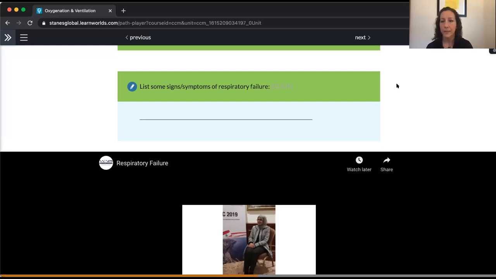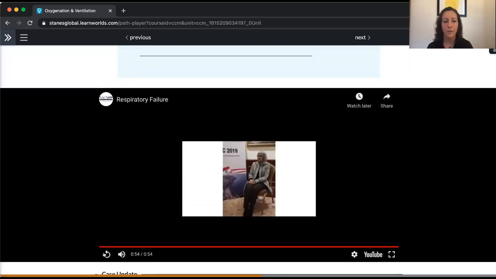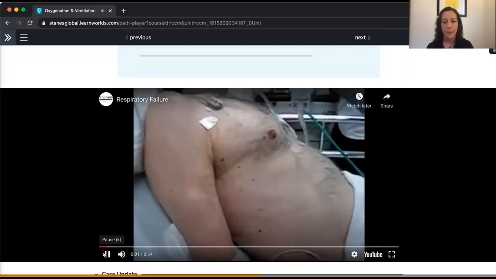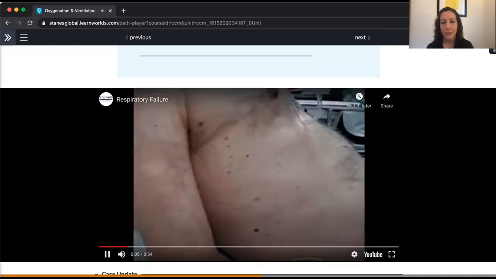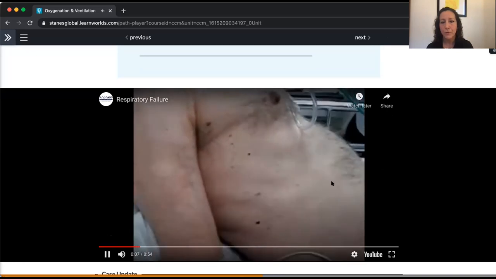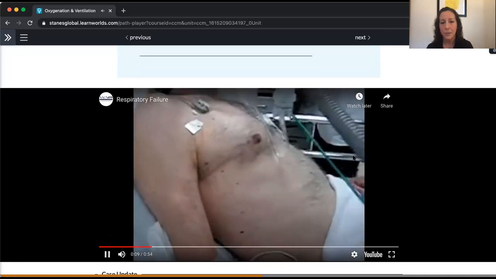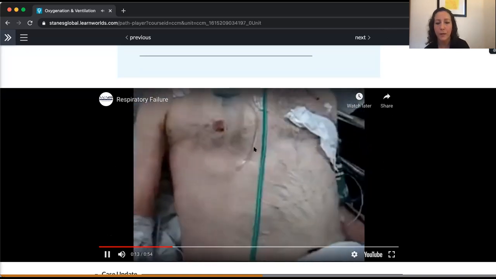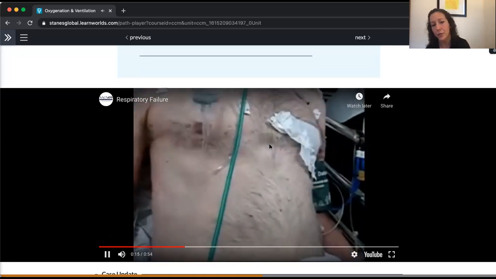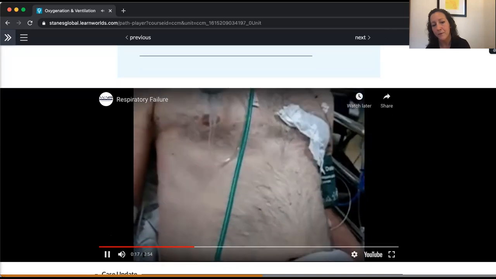All of these are perfect answers. Altered mental status, fast breathing, beautiful. All very good answers. So let's watch this video one more time. You can see he's retracting intercostally. You can see his sternum move in while his abdomen moves out. He's really trying to open up his lungs. He's breathing quickly. If you count, he breathes 32 times in this 54 second video.